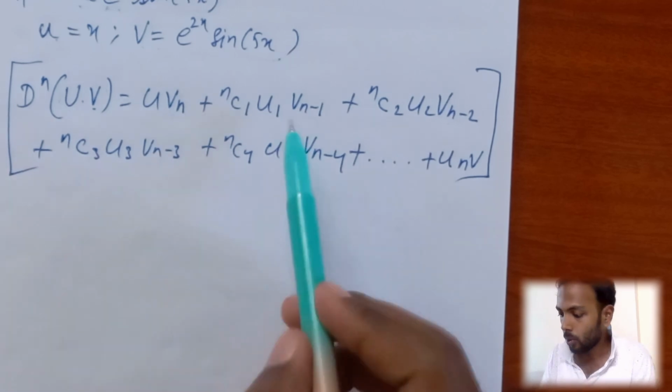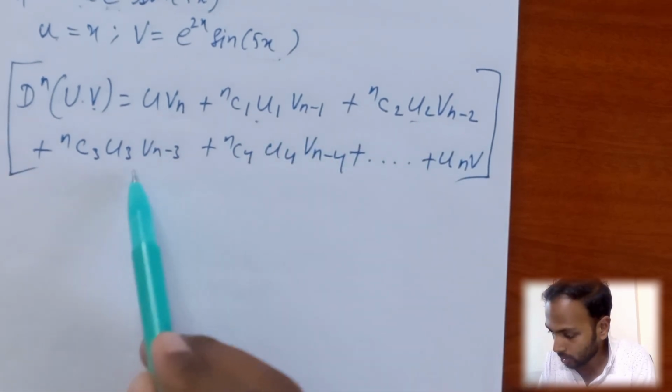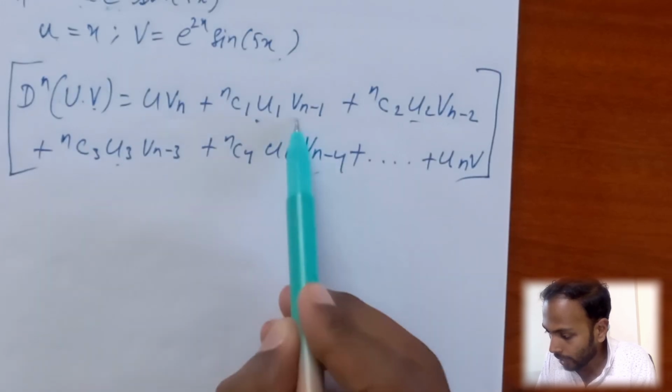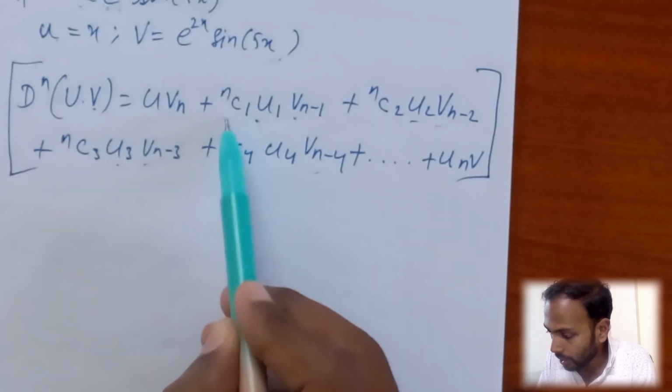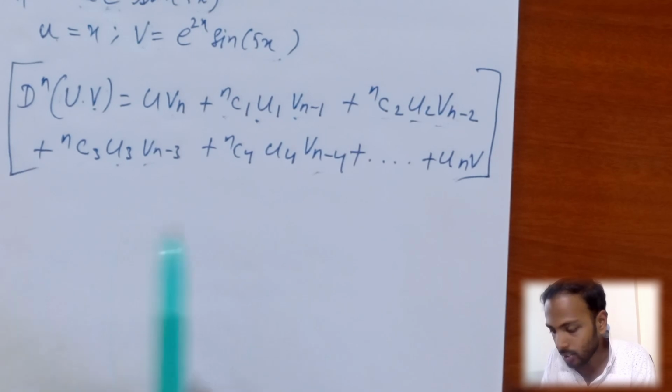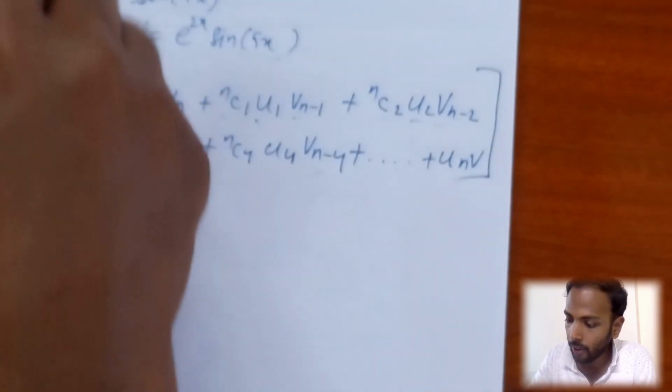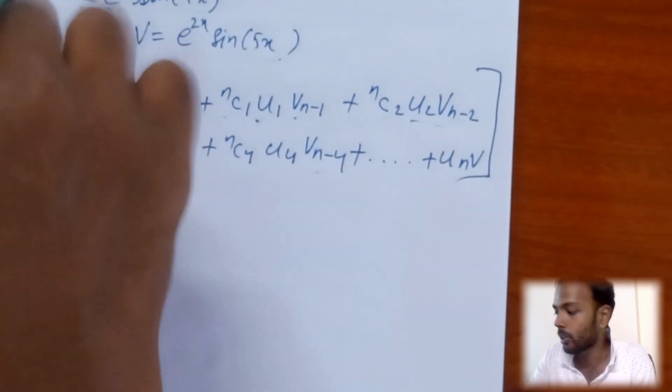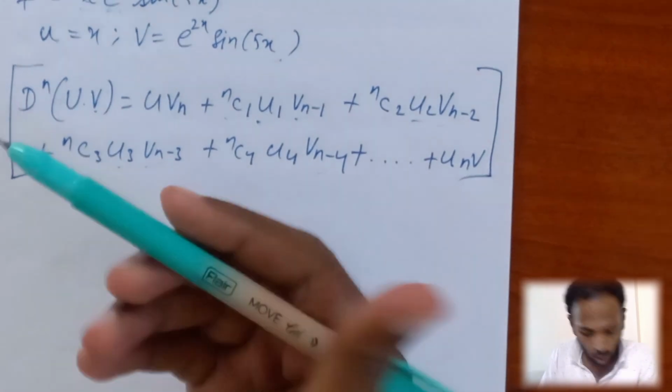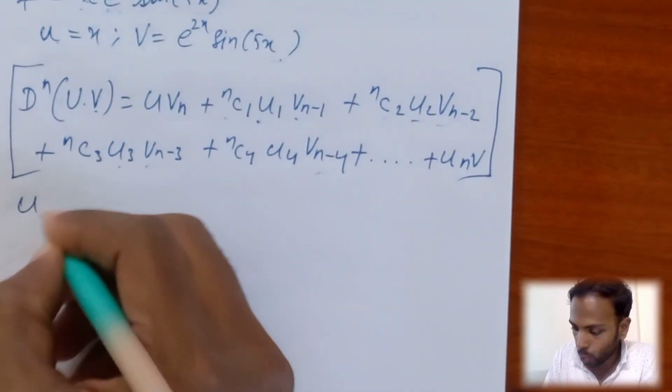Now let's find u1 first, u2 next. Let's find all the u's first, and then let's find all the v's next, and then let's find nC1, nC2, nC3, all the nCr's, put all the values, and then finally find f n, the nth derivative of f. So let's start with u1.